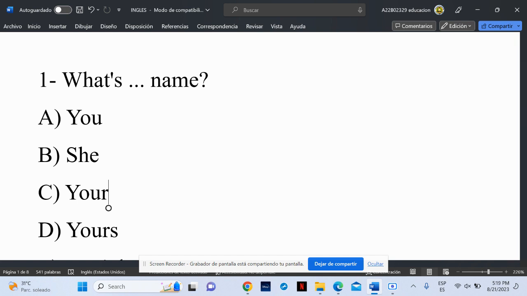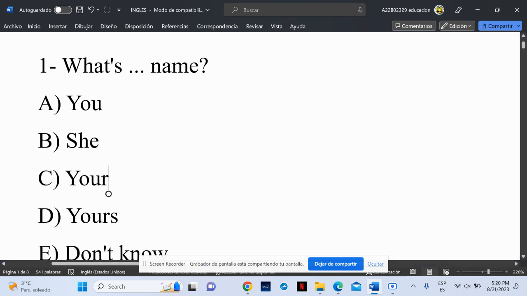And the next one after the W questions is the verb to be or other verb. In this case, we have W questions, and the next one is the verb to be. Tenemos la W question y luego tendremos el verbo to be. Por ejemplo, aquí tenemos what's your name, que es la forma sintetizada de what is. Entonces, vamos a buscar cuál será la opción correcta.